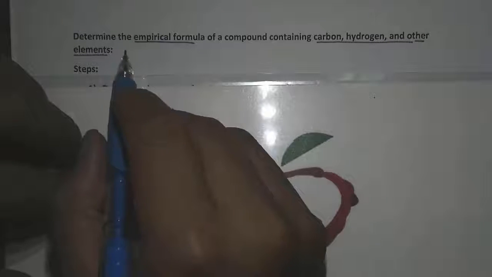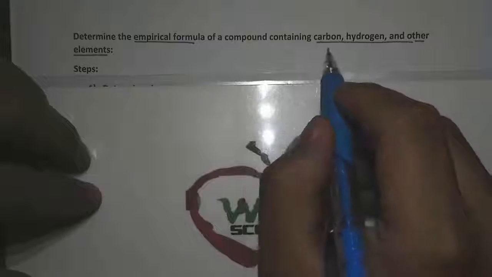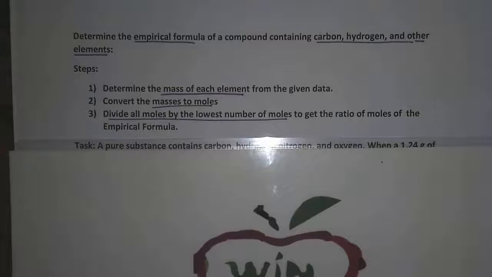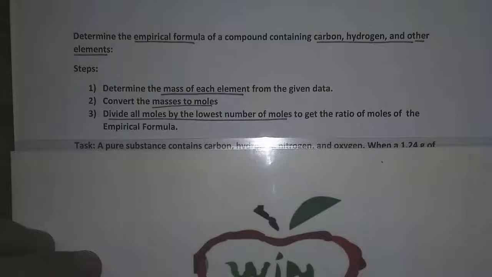In this lesson, we are going to learn how to determine the empirical formula of a compound containing carbon, hydrogen, and other elements. So here are the steps. The first step is, of course, to determine the mass of each element from the given data. So the goal is to figure out the mass of each element.